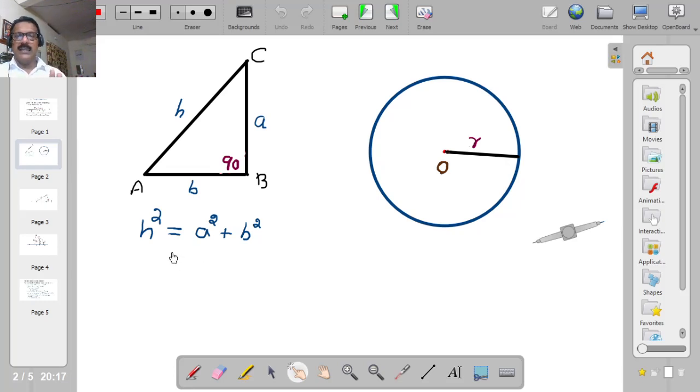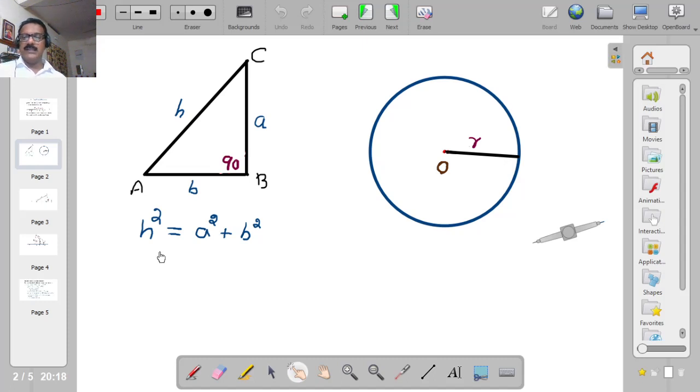A circle is drawn on a plane. We know that we can draw a circle on a plane. So a circle centered at O and having radius r is defined like this.